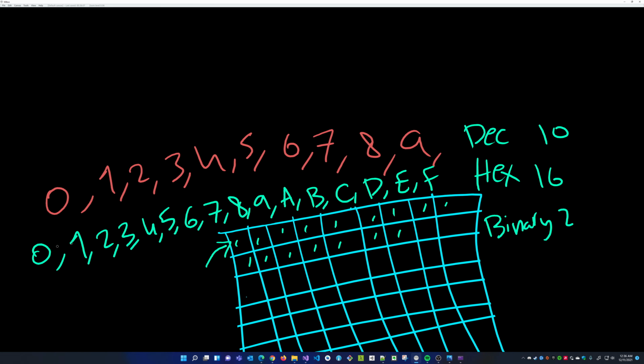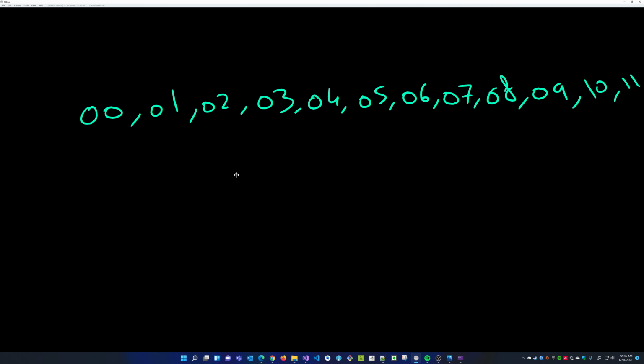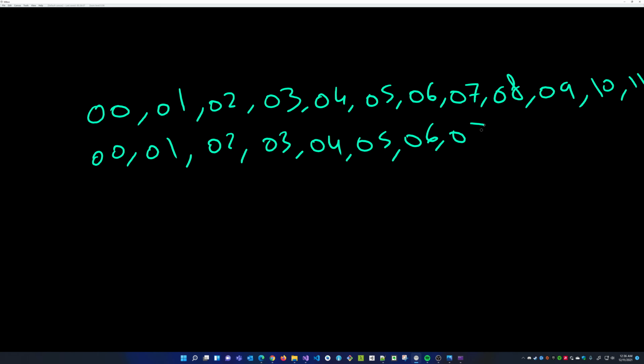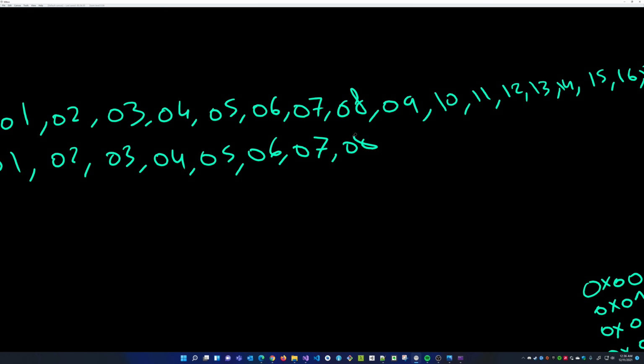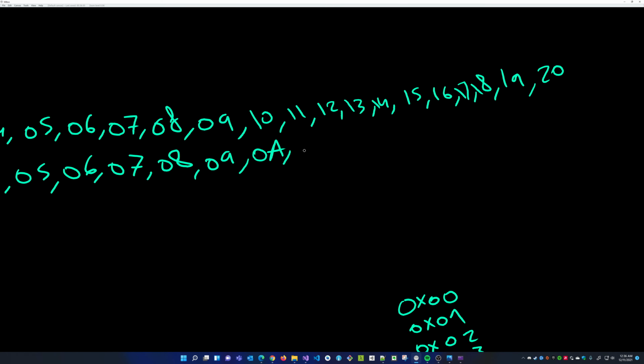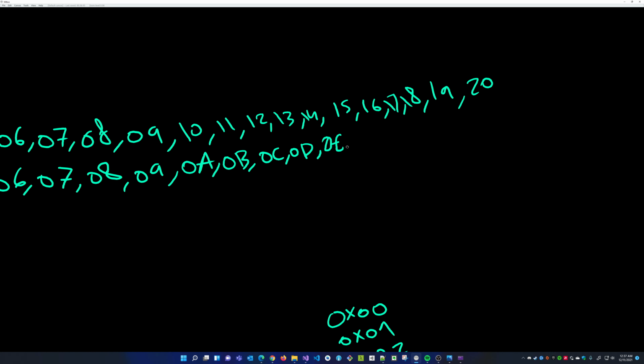And the same thing applies to hexadecimal. Hexadecimals go 00, 01, 02, 03, 04, 05, 06, 07, 08, 09. What comes after 09? 0A, 0B, 0C, 0D, 0E, 0F. We reached the limit.